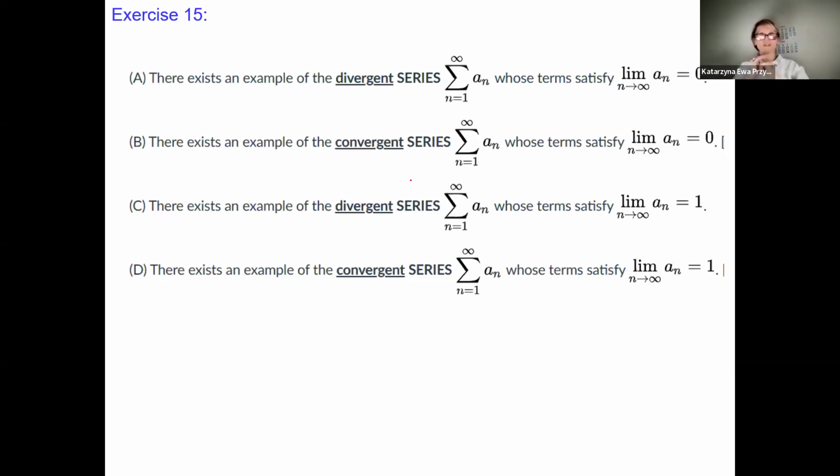Okay, exercise. Let's see if you can earn your points on the test. True or false? Let's think. Statement A. There exists an example of a divergent series a sub n whose terms satisfy this limit at infinity of a sub n equals 0. Can you give me an example or not? If you can give me an example, the statement is true. There exists an example: limit 0, but divergent.